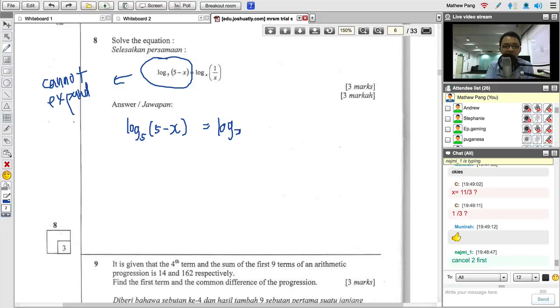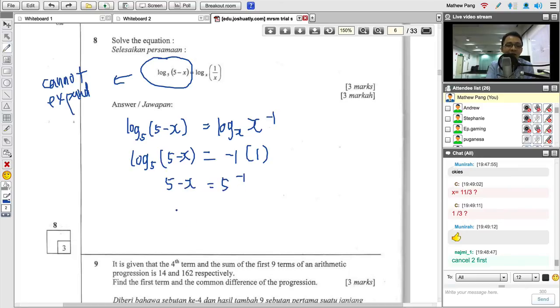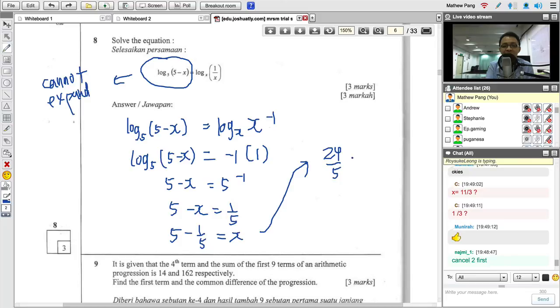1 over x, I can call it x power of negative 1, because it's the same thing. Then I move the negative 1 in front. Log x just gives me 1. Alright, so I will get log 5 minus x. So therefore, I move the log 5 to that side. So it will become 5 power of negative 1. So 5 minus x will equal 1 over 5. So x is just equal to 5 minus 1 over 5. So the answer is 24 over 5 equals x. That's all. Alright, this is a simple log question, but you must understand.